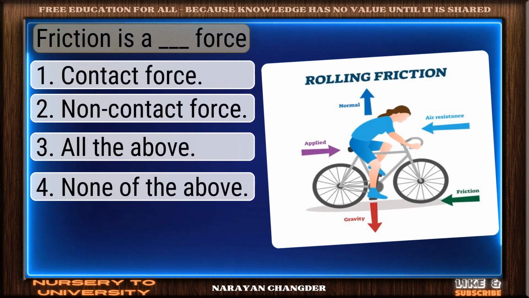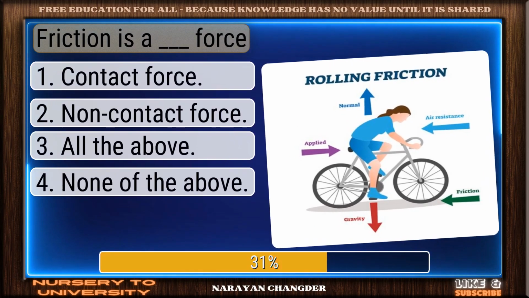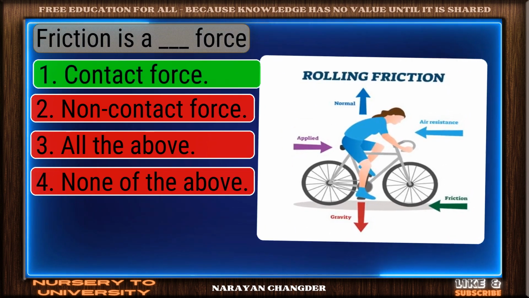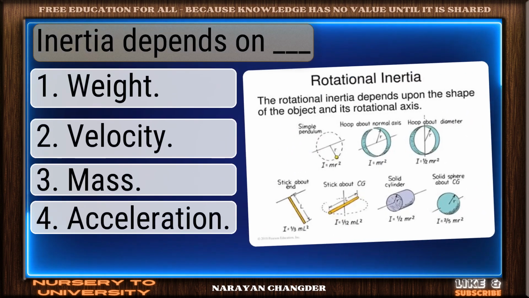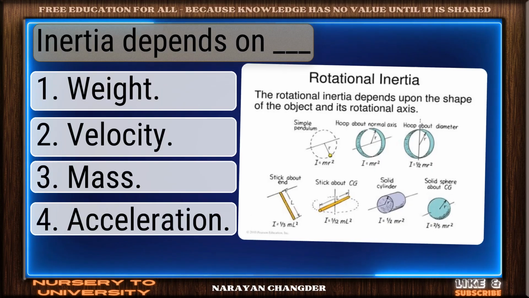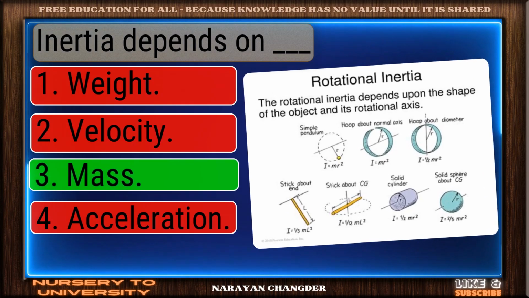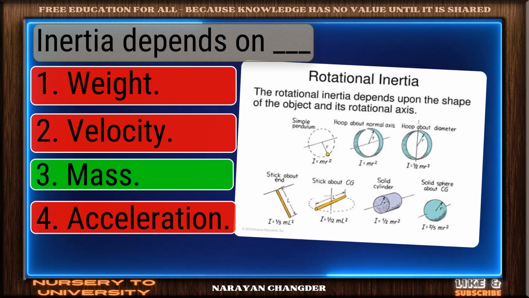Question number 242. Friction is a dash force. You chose contact force, and it is correct. Question number 243. Inertia depends on dash. Nice work. You chose mass, and it is correct.